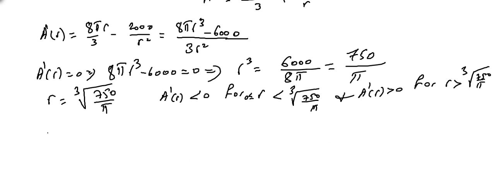So at this value, what will it give me? The area at r equal to the cubic root of 750 over pi is a minimum.